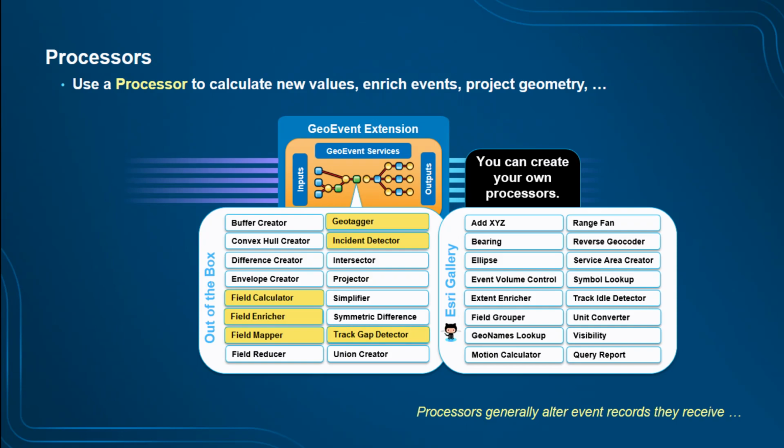Finally, track gap detector is another monitor. If you have configured track gap detector to say, I expect vehicle reports every 2 minutes, and it has been 5 minutes since I've heard from a particular vehicle or from a particular staff member on their phone, then new records are generated by the track gap detector to alert you to the fact that data that was expected is missing.